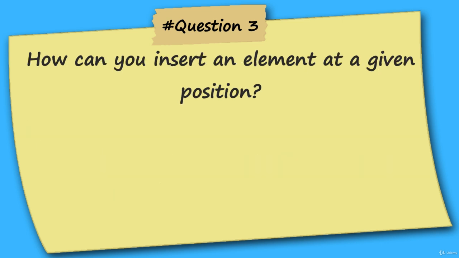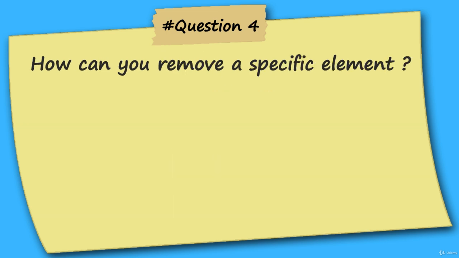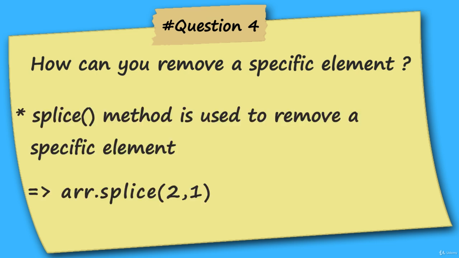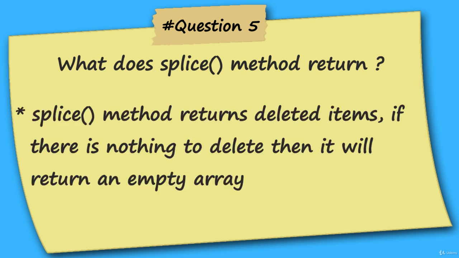Third question is, how can you insert an element at given position? So Splice is the method which we can use, and we don't say delete count there, and in place of start we give any index number, and that will do the job. The fourth question is, how can you remove a specific element? Again, you will not give any items, and you will specify the index number, and in place of delete count you will have just one, so that will remove that specific element. The fifth question is, what does Splice method return? So Splice method returns deleted items. Remember, if there is nothing to delete, then it will return an empty array.